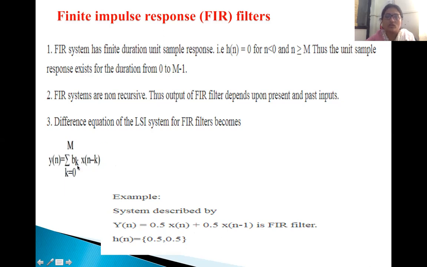of the FIR filter. So if I expand this equation, it will contain the coefficient multiplied by the input sample, which may be a present input sample or a past input sample. So this equation is representing the FIR filter system equation. In this system equation, 0.5 and 0.5, these two values are the coefficients of the FIR filter. So h of n, the impulse response, this b suffix k is nothing but the impulse response. So h of n for this particular system is 0.5, 0.5.